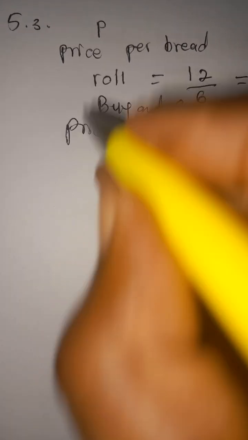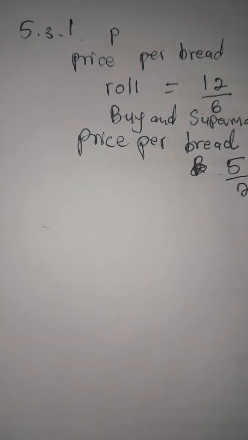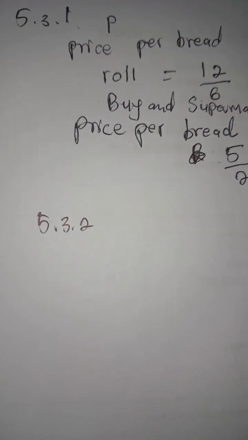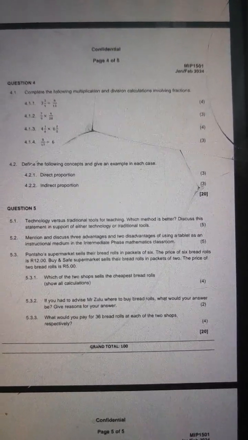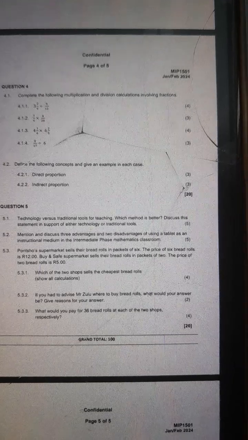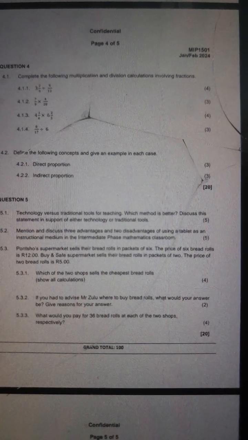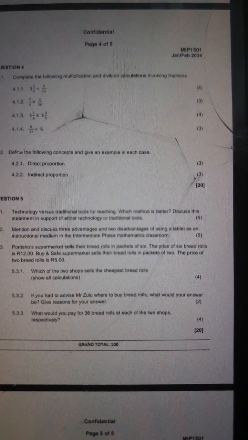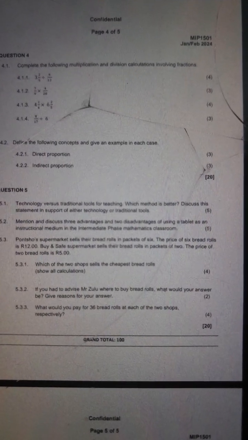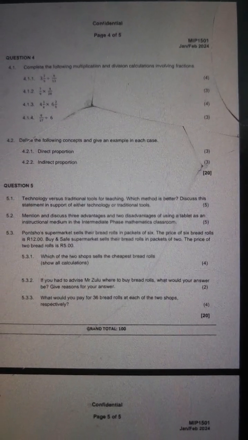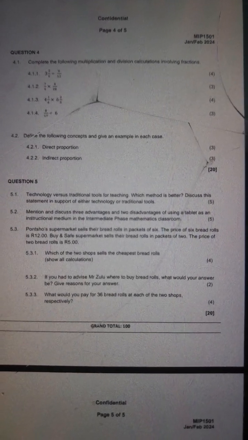Now, guys, that was 5.3.1. Now we can go to 5.3.2. If you have to advise Mr. Zulu where to buy bread rolls, what would your answer be? Give a reason for your answer. I will advise Mr. Zulu to buy bread rolls at Bonzo supermarket because it's cheaper compared to Buy and Save supermarket, because the one is 2.50 and the one for Bonzo is 2 rand.